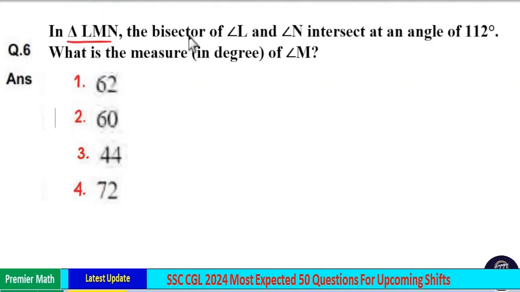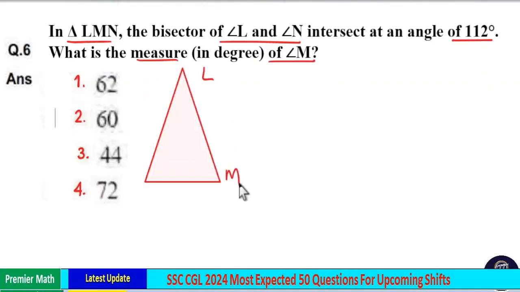In triangle LMN, the bisectors of angle L and N intersect at an angle of 112 degree. What is the measure in degree of angle M? Here, this is triangle LMN. Now, bisectors of L and N intersect at 112 degree. This is L and N. Now we have to find what is M. Here, these two are bisectors, which means angle 112 degree is equal to 90 plus half of this angle M.